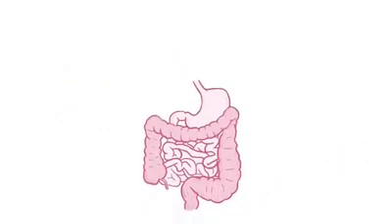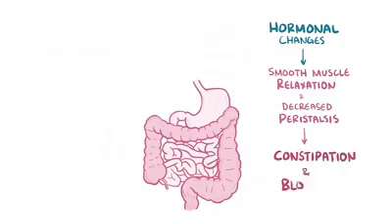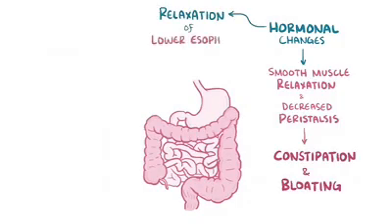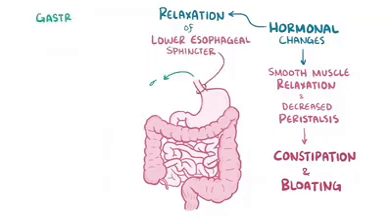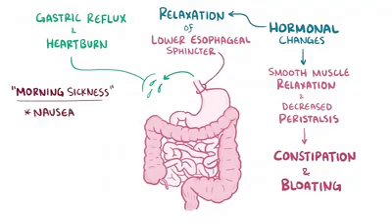In the gastrointestinal tract, hormonal changes cause smooth muscle relaxation and decreased peristalsis, which sometimes leads to constipation and bloating. It also causes relaxation of the lower esophageal sphincter, which can lead to gastric reflux and heartburn. A lot of pregnant women also experience morning sickness, which is nausea that typically happens early on in pregnancy, but can happen any time of day and sometimes persists throughout the pregnancy.